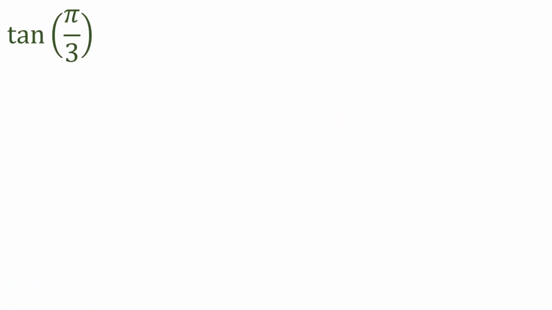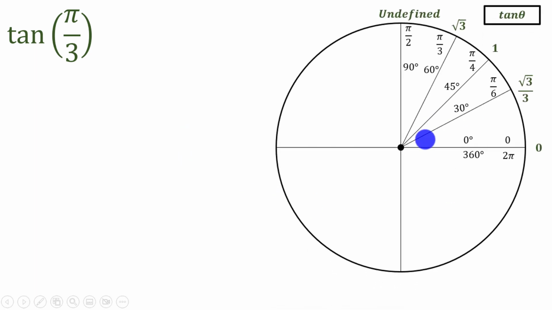How about tangent of pi/3? Now, in my previous video, I showed you the common angles for tangent on the unit circle, but if you forgot or have not memorized those quite yet, here is what that looks like. So the way I remember tangent is that it increases as you go up the circle, kind of like sine. So at pi/6, we have square root 3/3, at pi/4, we have 1, and at pi/3, we have square root of 3.